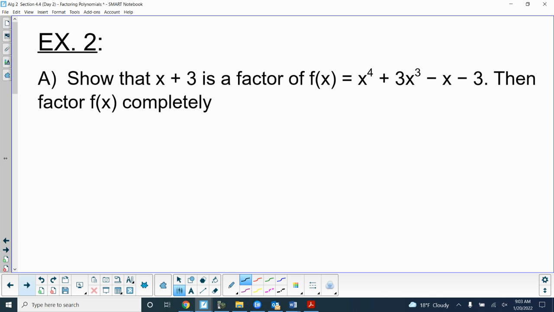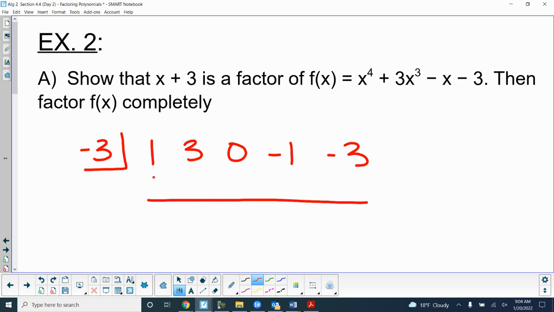All right. Show that x plus 3 is a factor of that, then factor it completely. So it's giving us a head start, all right? What am I putting in the corner? -3. I got a 1 for the x to the 4th, 3 for the x cubed. What should be next? 0 for the x squared, -1 for the x, and -3. Again, we had to add a 0 here for that variable that was missing. Got to go right in order.